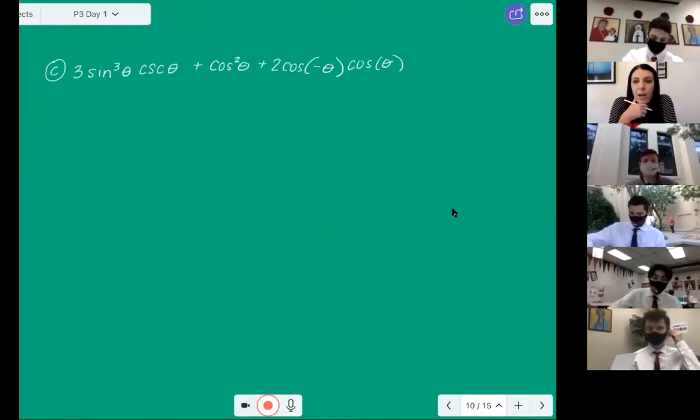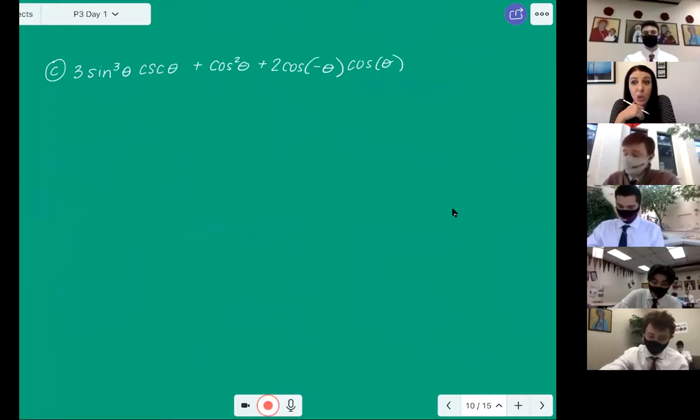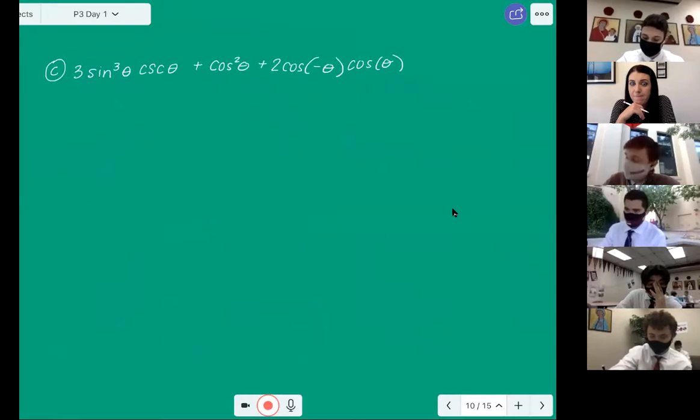Okay. Go ahead and write this down. I've switched it up. We're not using x's on this one. We're using thetas. So just make sure you're consistent with whatever I give you. So this is 3 sine cubed theta times cosecant of theta plus cosine squared of theta plus 2 cosine of negative theta times cosine of theta. Give you guys a second to write this down.